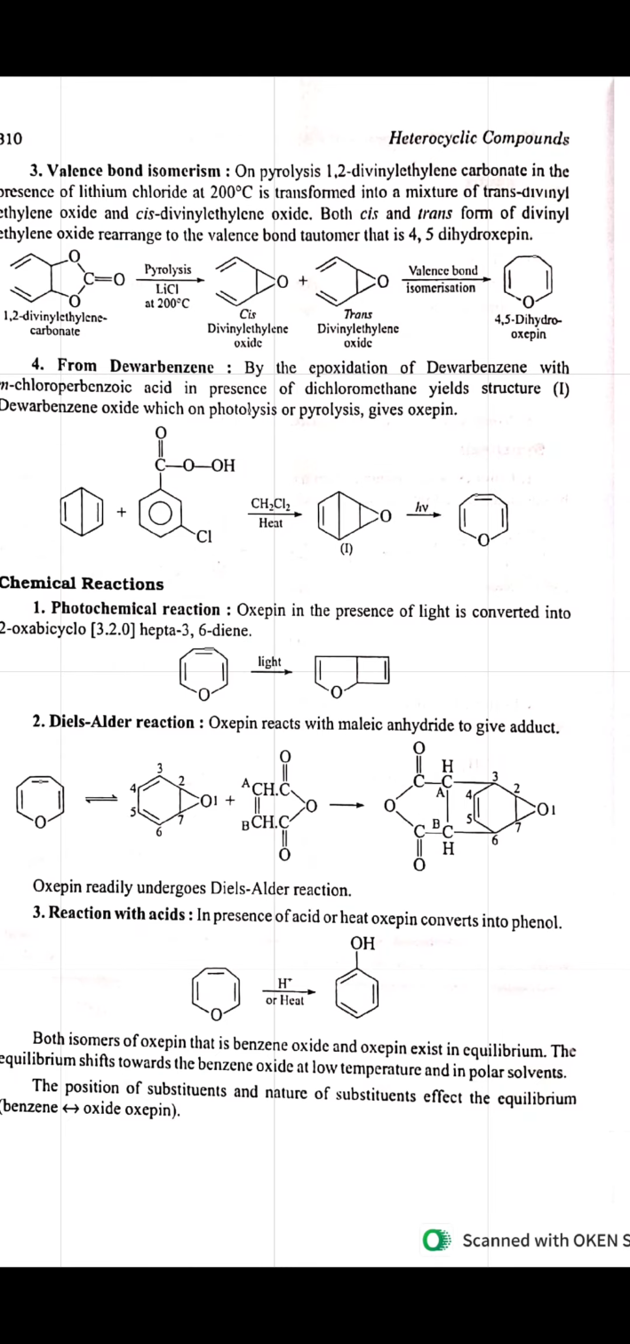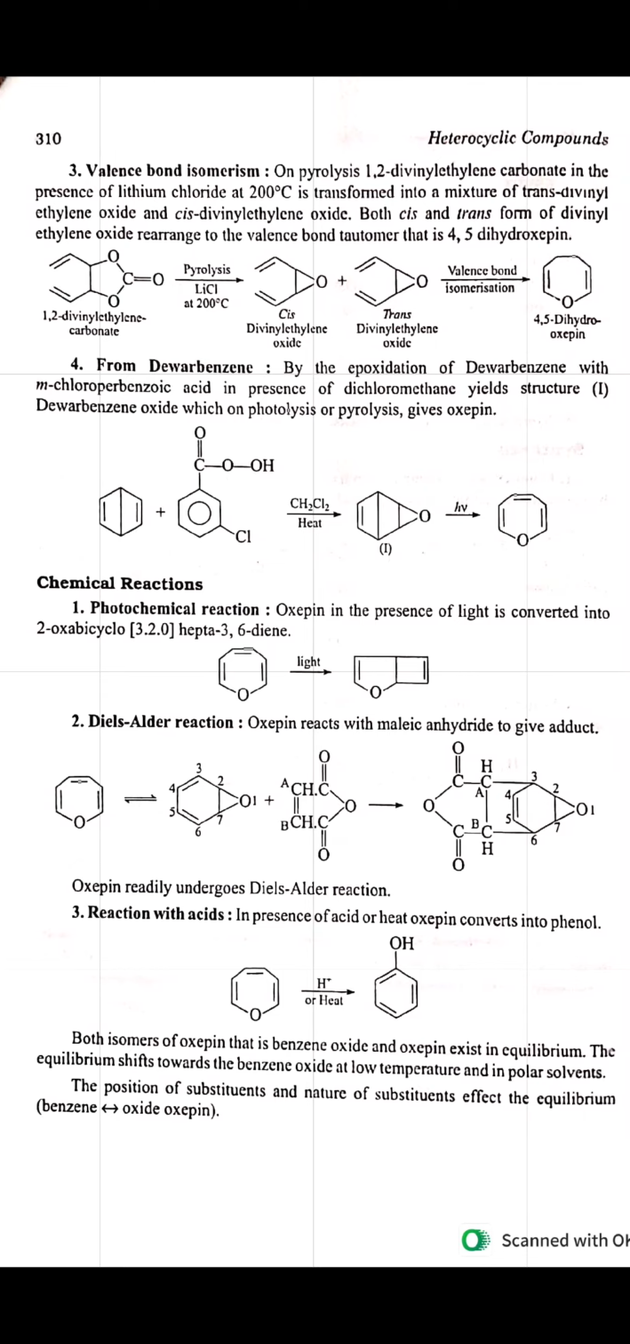Now from dihydrobenzene, by the epoxidation of dihydrobenzene with meta-chloroperbenzoic acid in the presence of dichloromethane, yields structure 1, dihydrobenzene oxide, which on photolysis or pyrolysis gives oxepine. So you can see the synthesis of oxepine.